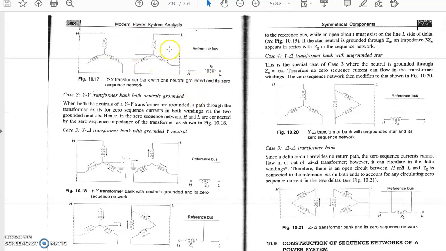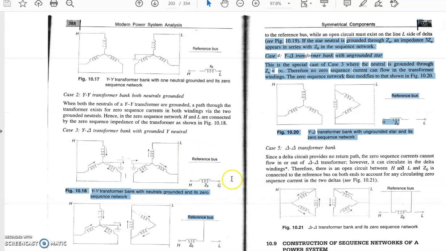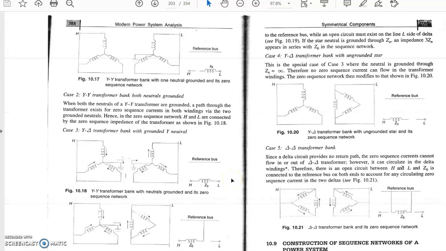Similarly, we can check for the other connections. If there is a star grounded on both sides, then we make the zero sequence winding whose impedance is Z0, and as it is a grounded star in the secondary, it is connected to this one. This is the reference bus. So this is the star-star transformer bank with both neutrals grounded.